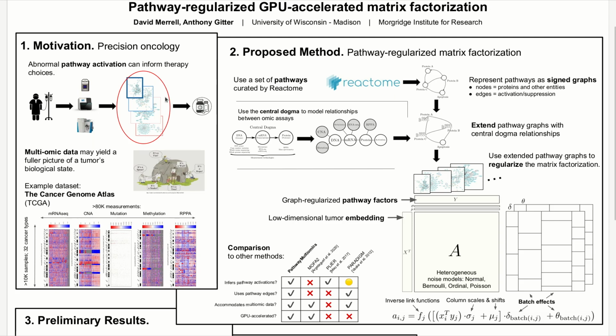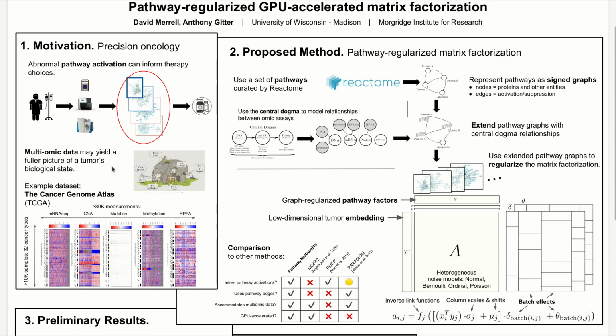that target those abnormalities. But before we can infer any pathway information about a tumor, we must first collect data from it. There are many kinds of data that we could collect from a tumor. For example, genomic data, transcriptomic data, proteomic data, and so forth. But it's increasingly common to collect multiple kinds of omic data and use them together.